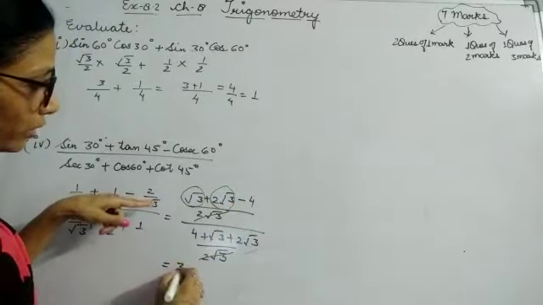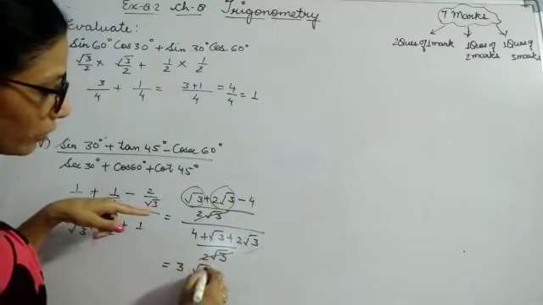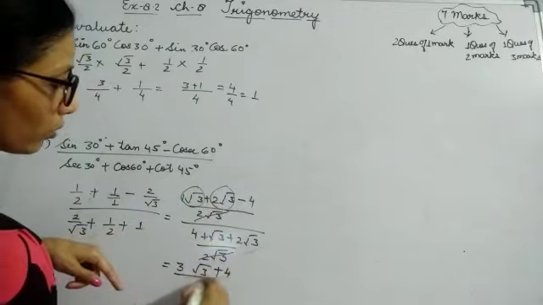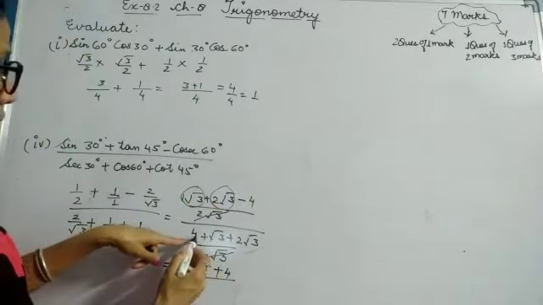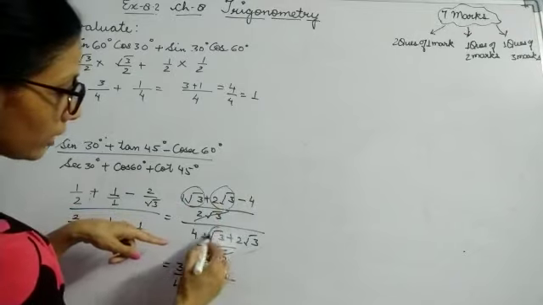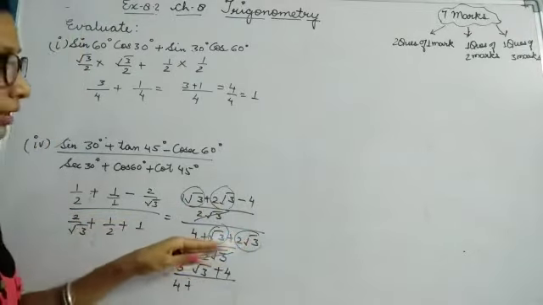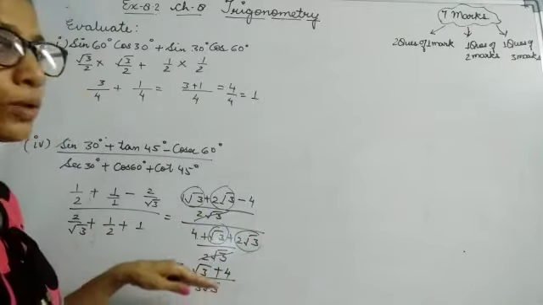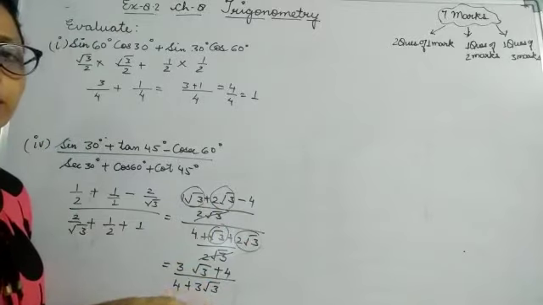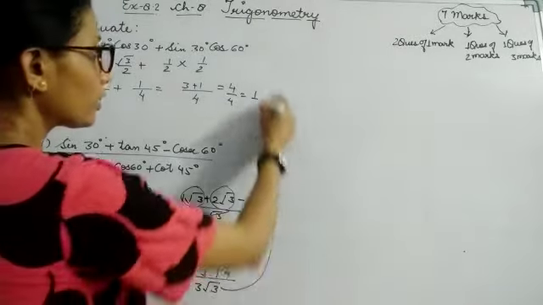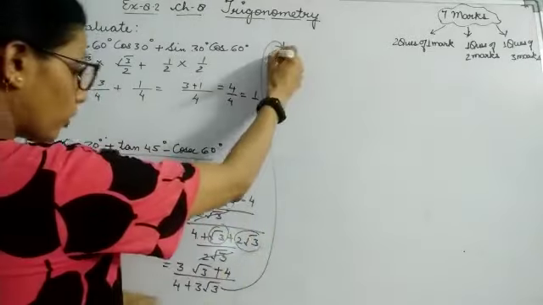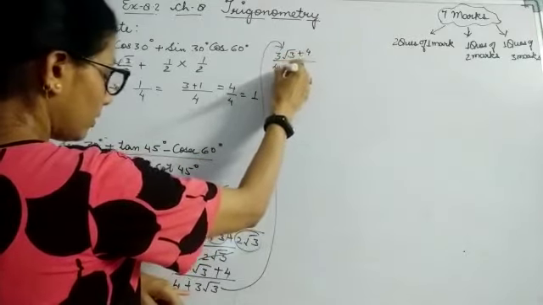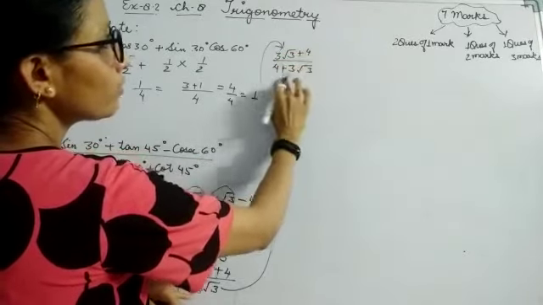So this will be 3 plus root 3, 3 root 3 because 2 plus 1 will give you 3, 3 root 3 plus 4 whole upon, here it will be your 4 plus, these are two like terms because both of them contains root 3, so 2 plus 1 will be again 3 root 3. Now children, whenever you are getting root sign in the denominator, then you have to rationalize it. So let's rationalize it, and what you have to do in rationalization, you have to just multiply and divide with the opposite sign which is written in the denominator.